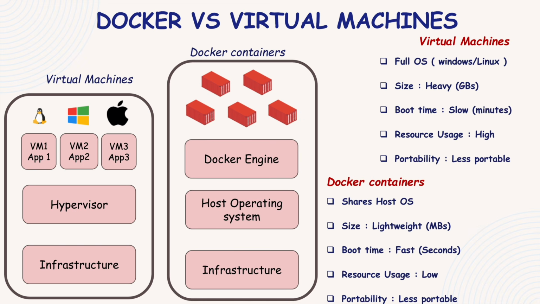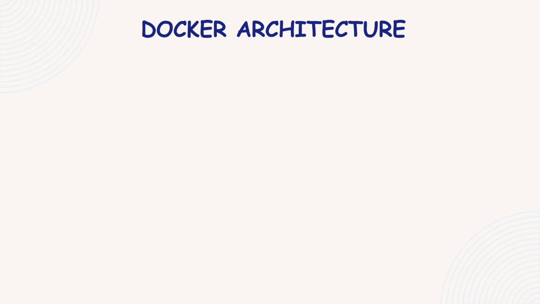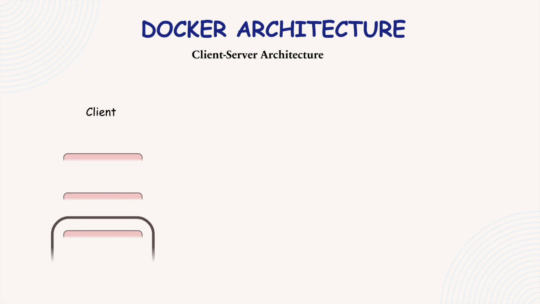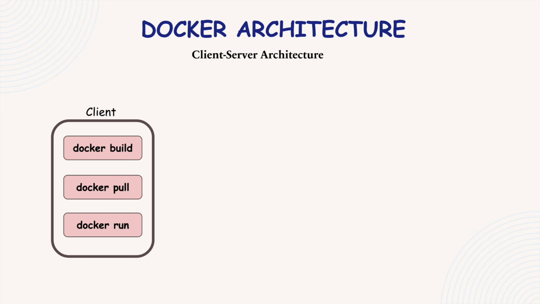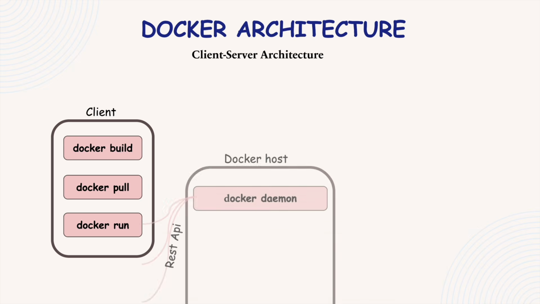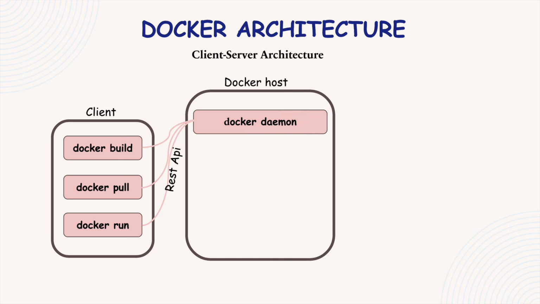The next question is, how does Docker actually work under the hood? Let's take a look at Docker architecture. Docker follows client-server architecture. That means the client sends requests and the server processes and sends responses. Let's break down the three main parts of the Docker architecture. Docker client, Docker CLI. This is what you interact with. You open your terminal and type commands like docker run, docker build, docker pull. These commands go to the Docker client, which then forwards the request to the Docker server.